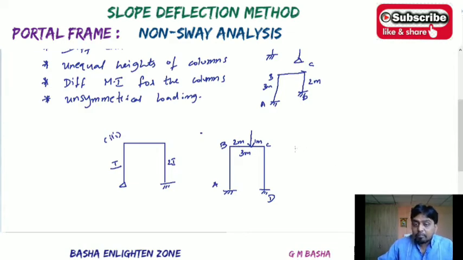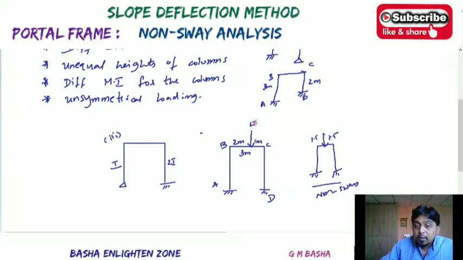For the same frame, if the loading happens exactly at the center, means for the same frame AB and CD, the loading happens exactly at the center, like 1.5 meters, 1.5 meters, then this type of frame will come under the non-sway analysis. But here, if you observe, the loading is based on the eccentric condition. Then in that situation, this type of frame will come under the sway analysis.